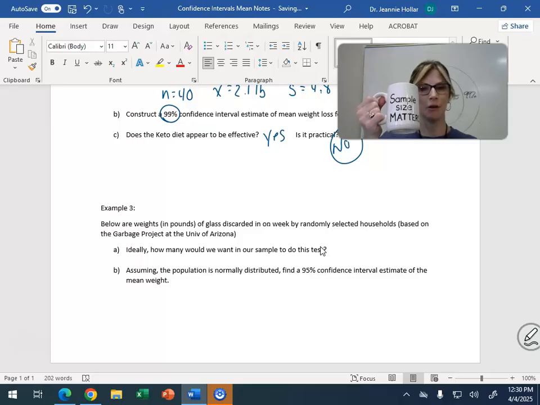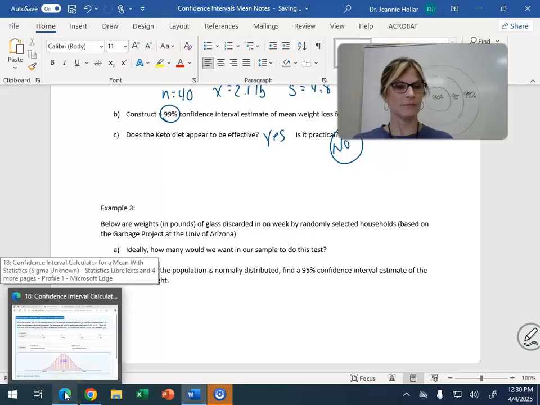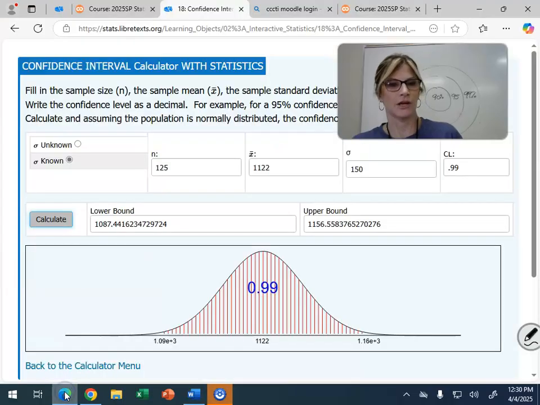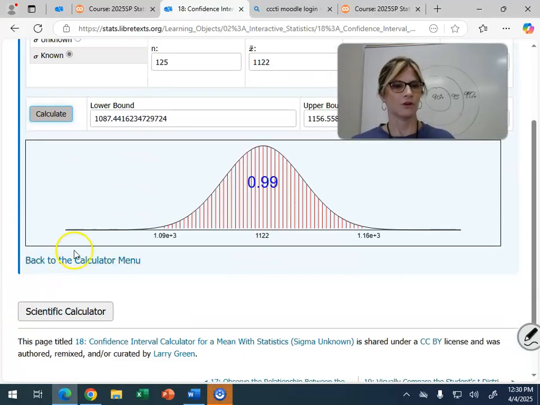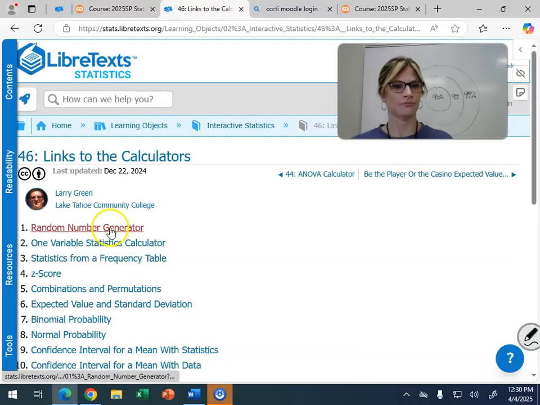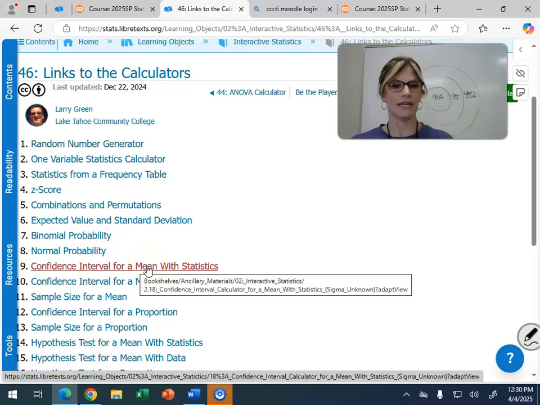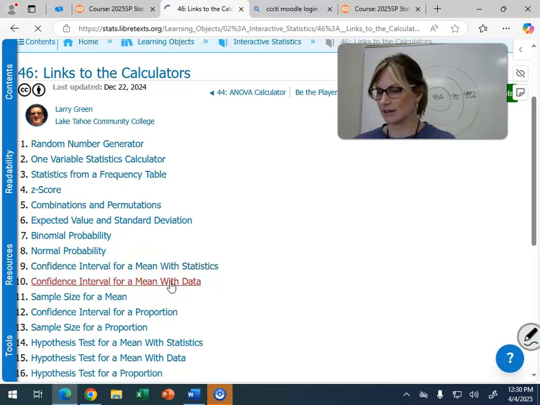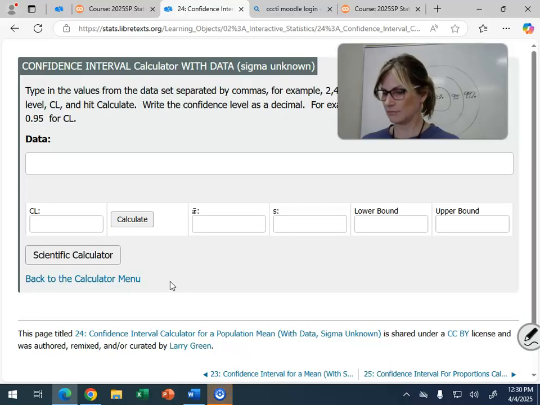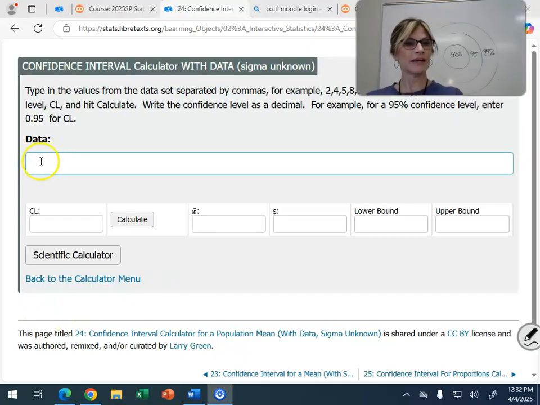sample size matters. Okay, I forgot to type it on these notes, so instead we'll just go over here and type these in together, and I'll show you how to do this. So go back to your calculator menu, go down to the one that says confidence interval for a mean with data. Okay, mean with data. I'm going to find my data. Okay. So I found my data, and let's just enter these together.